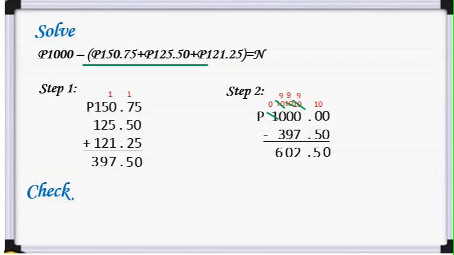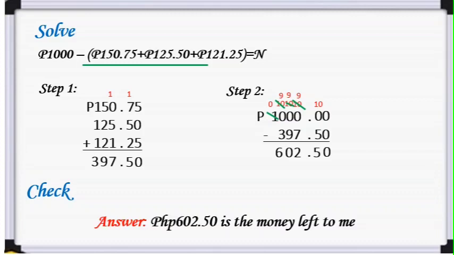Now, let us move to our last step. Let us check if we followed correctly the steps in adding decimal numbers and also in subtracting decimal numbers. So, if we check it and we are sure that our answer is correct, we can conclude that 602 pesos and 50 centavos is the money left to me. Now let us have other examples.